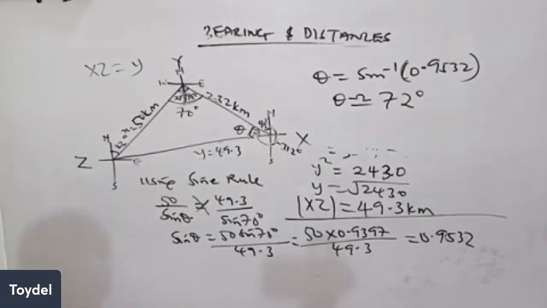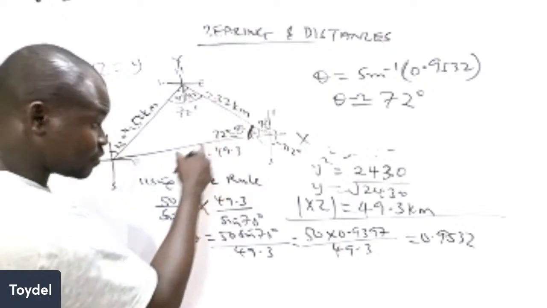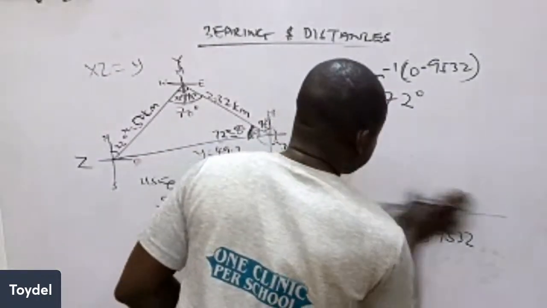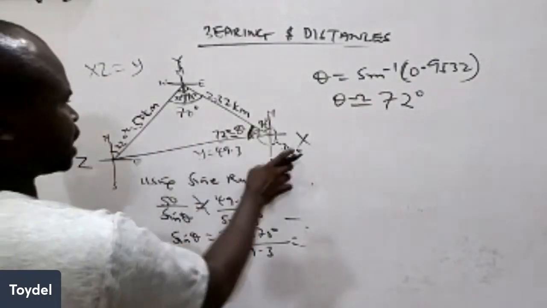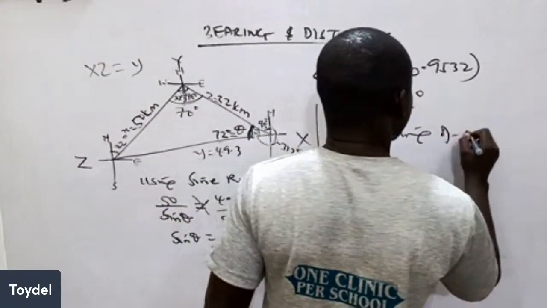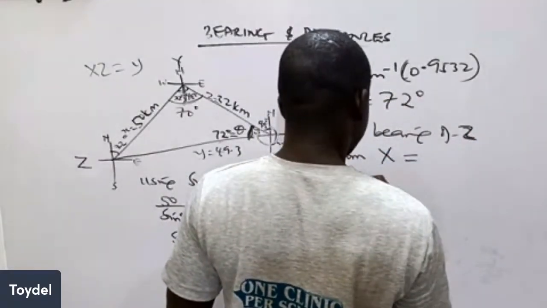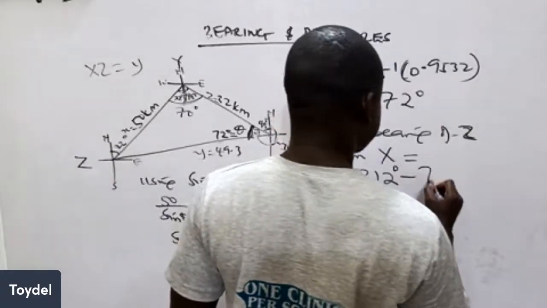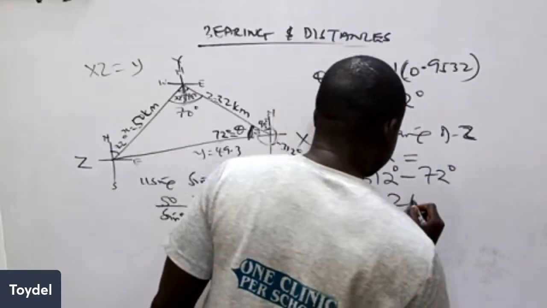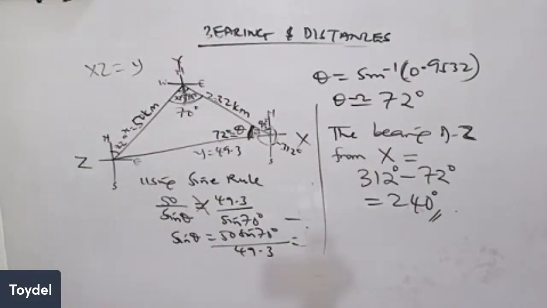So if I know that from here to here is 72 degrees, then for me to be able to find the bearing of z from x, I will say that the bearing of z from x will be equal to 312 minus 72, and that will be 240. So the bearing of x from z will be 340. That is what you are going to get. You are going to get that bearing to be 340.